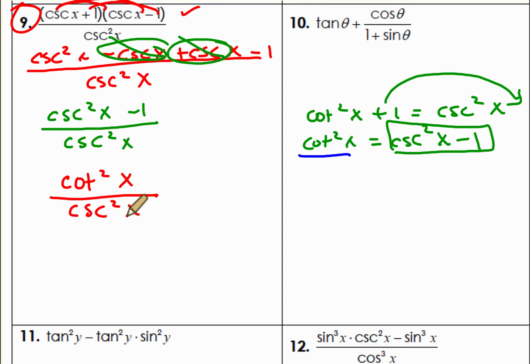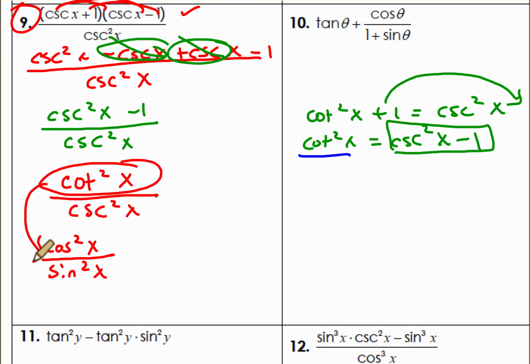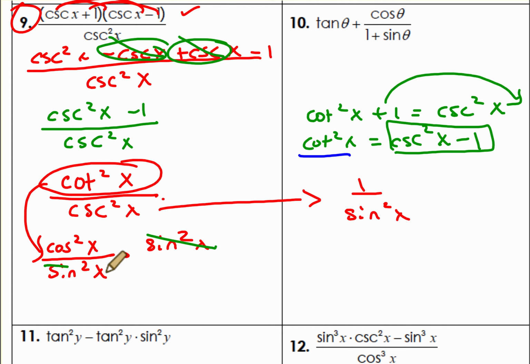Well, cotangent is the ratio of cosine over sine, so I'm going to split this up, and I have cosine squared over sine squared. So that's my numerator. And cosecant, just as a little aside over here, is 1 over the sine of an angle. Remember, dividing by something is the same as multiplying by its reciprocal. So since cosecant squared is the same as 1 over sine squared, dividing by it is the same as multiplying by the square of sine. Therefore, sine squared cancels sine squared, and I'm left with the square of cosine.